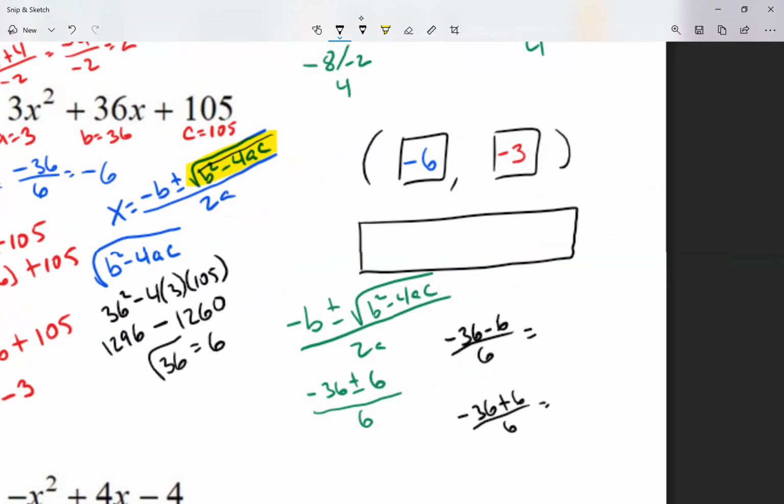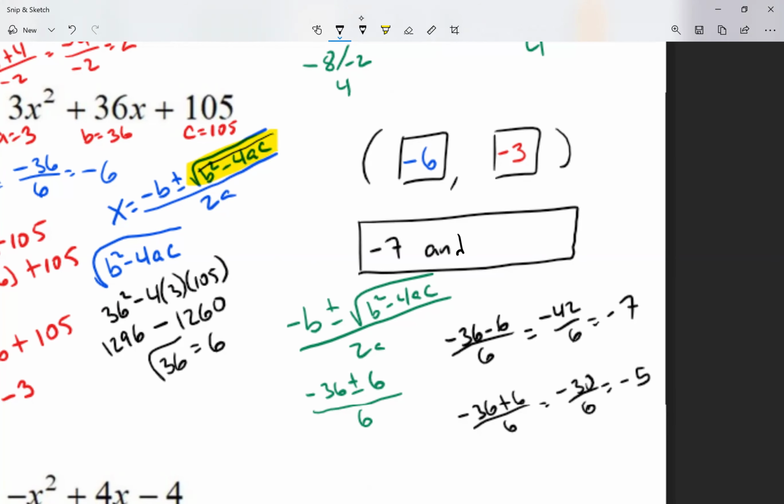Okay, so the first one, I know negative 36 minus 6 is negative 42. Negative 42 divided by 6 is negative 7. So one of my x-intercepts is negative 7. For the other one, I know negative 36 plus 6 is negative 30. And then negative 30 divided by 6 is negative 5. So my answer here will be negative 7 and negative 5. Don't forget your spaces before and after the word and.